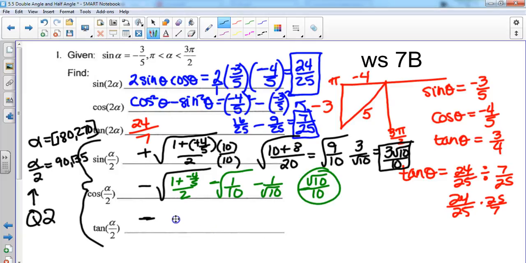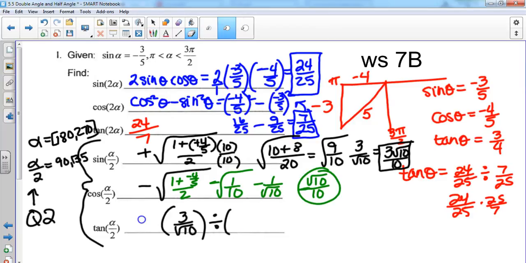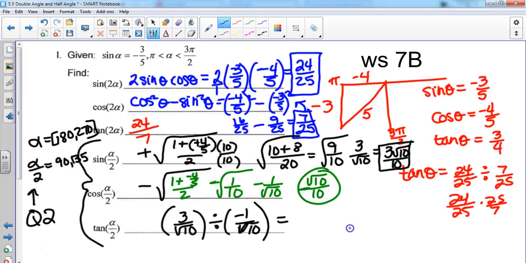It's going to be the sine over the cosine. I'm going to be lazy and say it would probably be faster if we did this. It's supposed to turn out negative, so let's just... That's the sine before I rationalized it. I'm dividing it by this, the cosine before I rationalized it. You can put in the rationalized one. Doesn't matter. It's all going to cancel anyway.